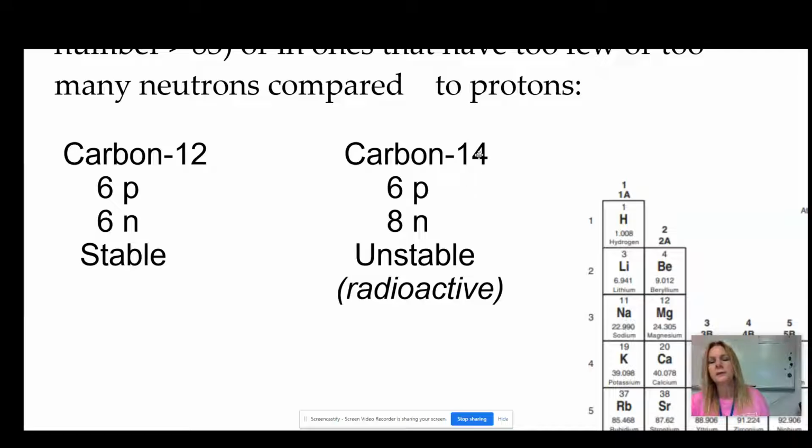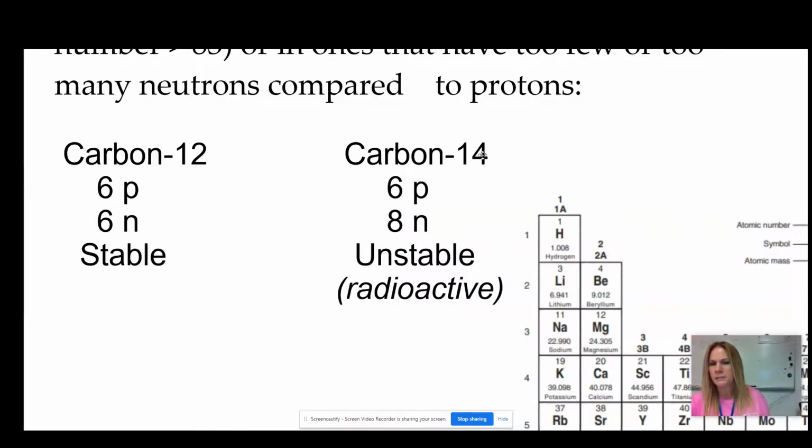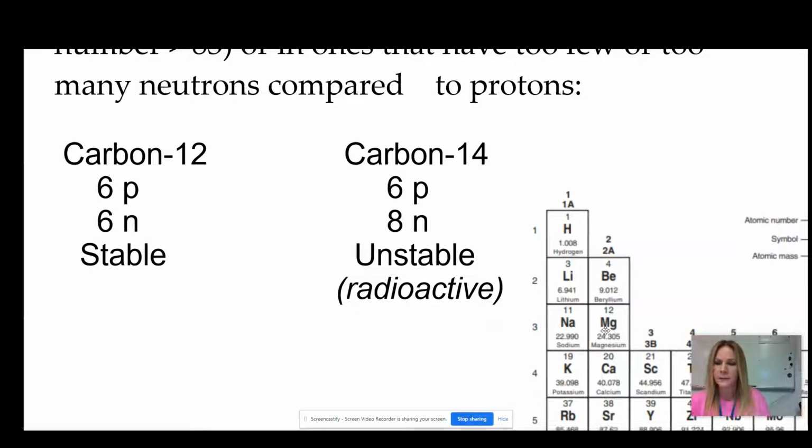So I have a nice even proton to neutron ratio, and that makes carbon-12 very stable. Carbon-14, on the other hand, has a mass of 14. It still has an atomic number of 6, so it still has 6 protons. But now if I do mass number minus protons, 14 minus 6, I get 8. So this one has 8 neutrons, and now that's an unequal proton to neutron ratio. That's something that would be unstable, and unstable is really just another word for radioactive.